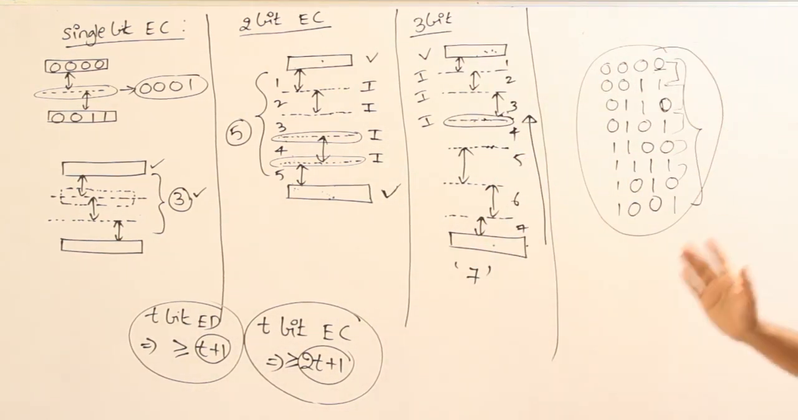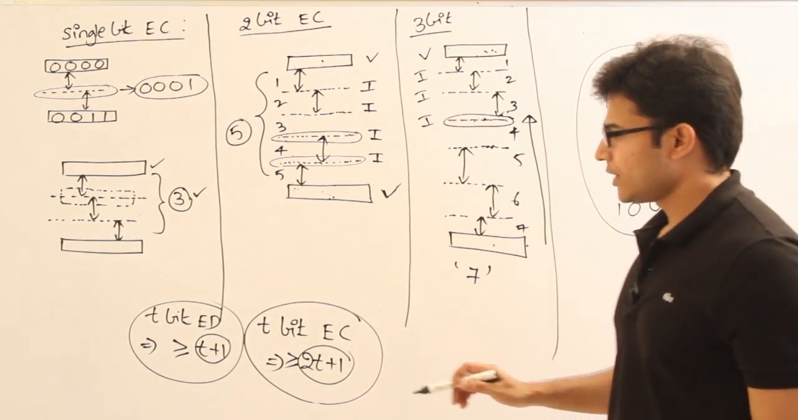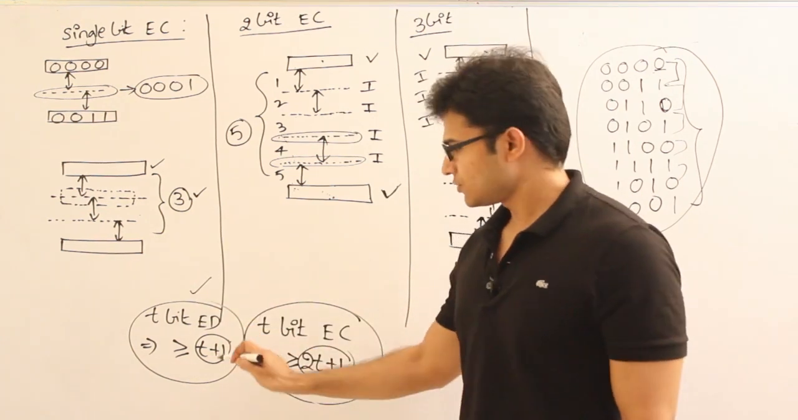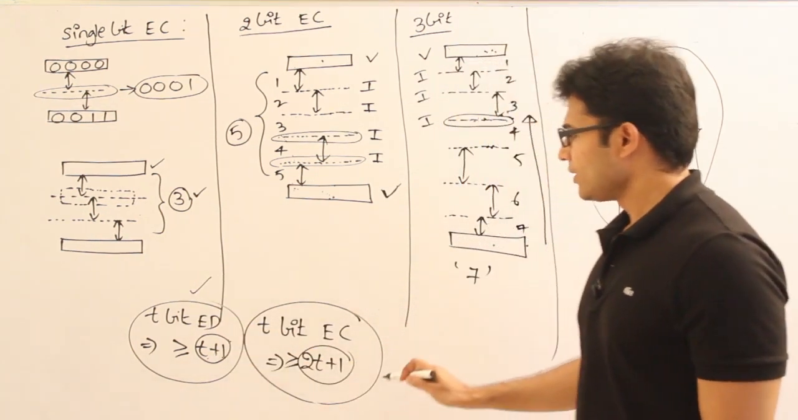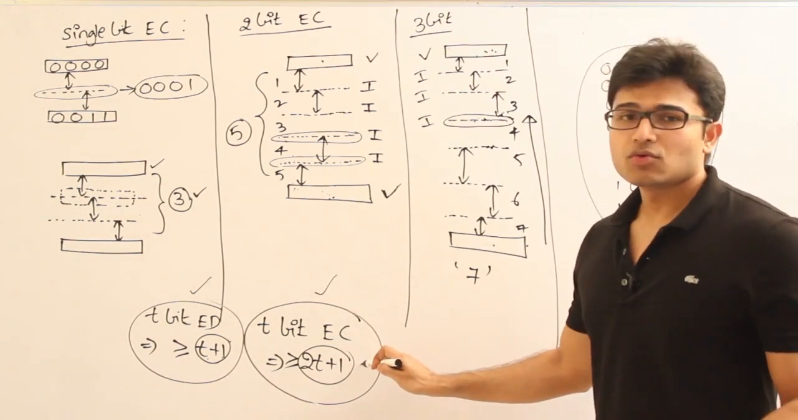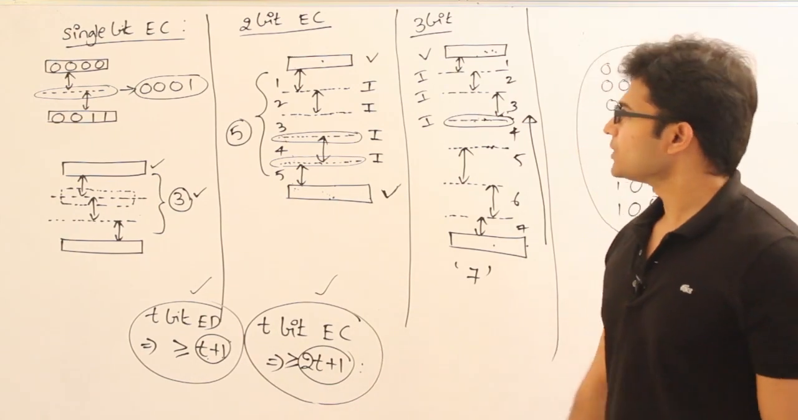So the main important points that you should learn from this topic till now are: in order to detect t-bit errors, the minimum distance between two valid codes has to be at least t plus 1. In order to correct t-bit errors, the minimum distance between two valid codes should be at least 2t plus 1.